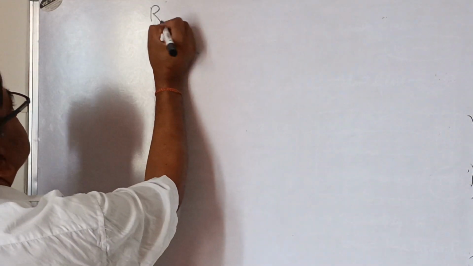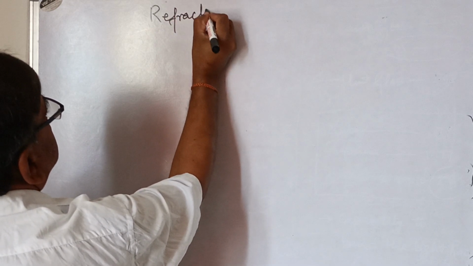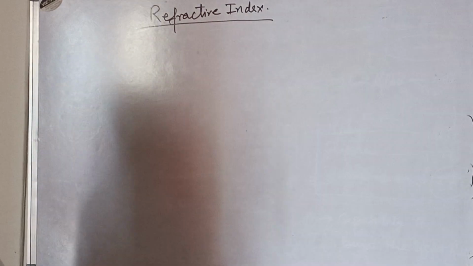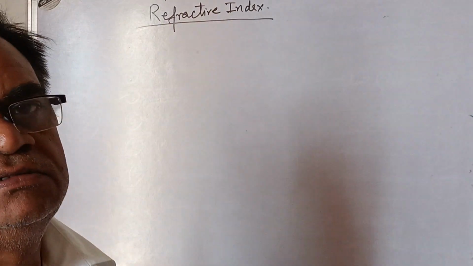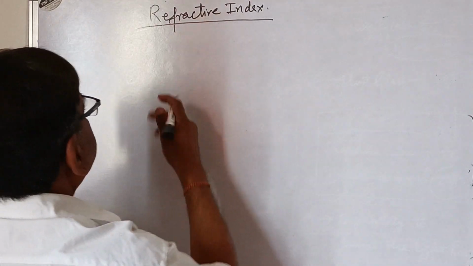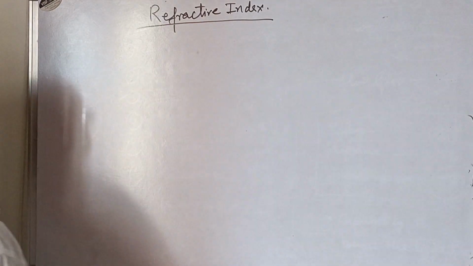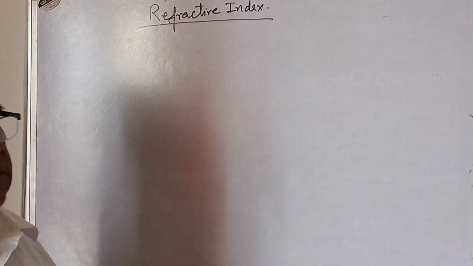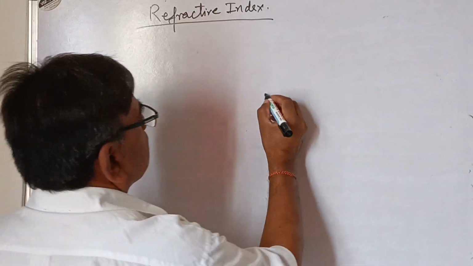Let us discuss the refractive index. When we studied the laws of refraction, we came across this thing, refractive index, and the definition tells about the material or the pair of materials, because in refraction we take two materials.